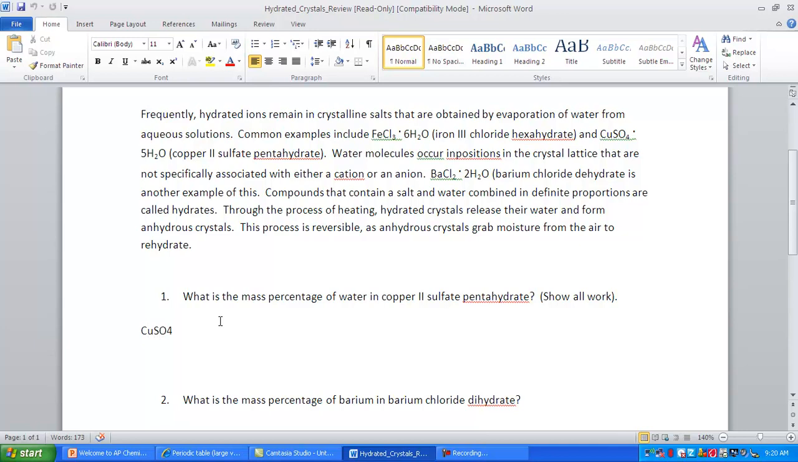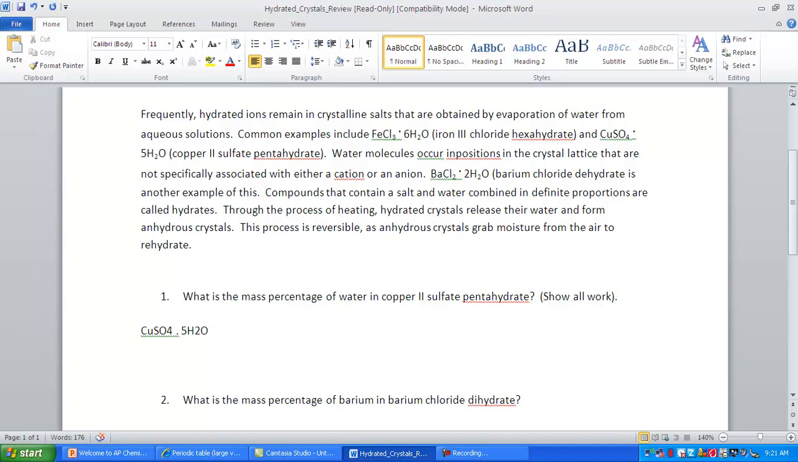CuSO4 is the compound copper(II) sulfate. Copper's Roman numeral +2 is balanced by the -2 from the polyatomic ion sulfate. Attached to it is a dot. Pentahydrate is 5 water molecules, 5H2O. We want to know how much 5 waters weigh over the weight of the whole compound to get a mass percentage. So we'll need to begin by adding up some formula weights. I'm going to grab my calculator and begin by adding some formula weights.